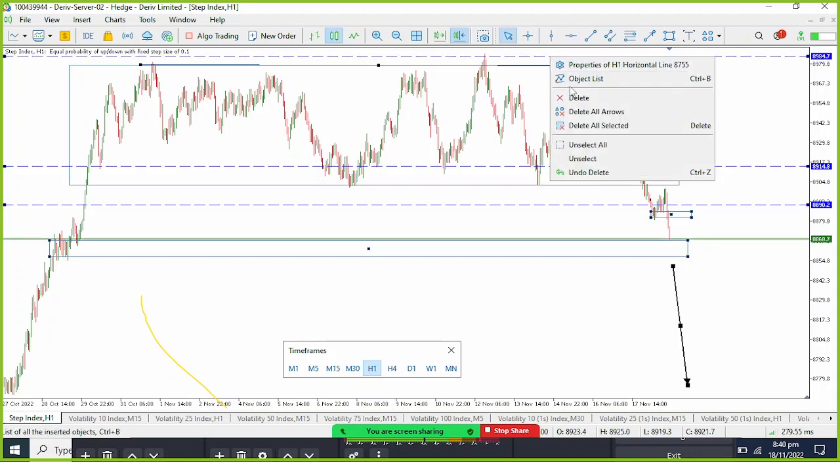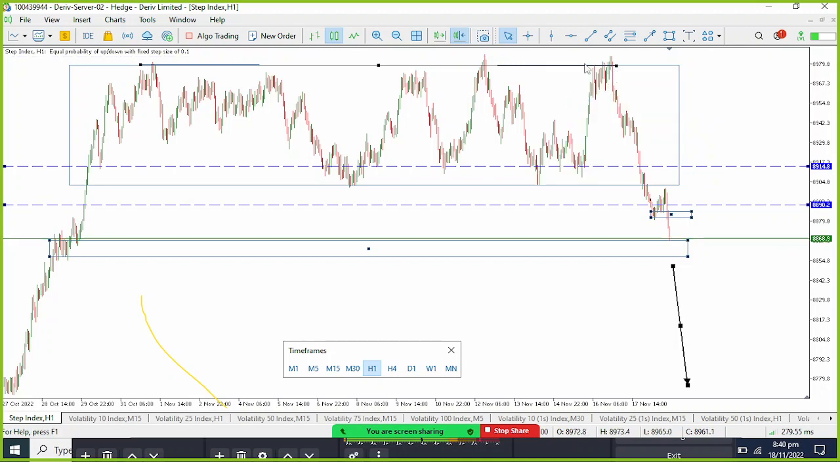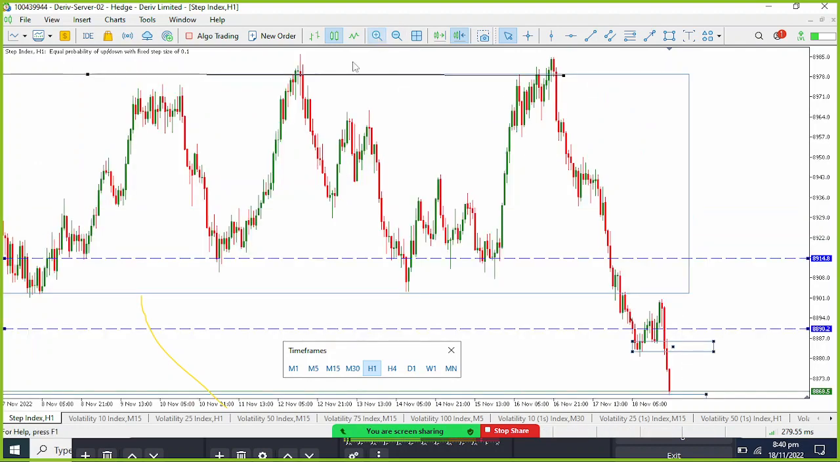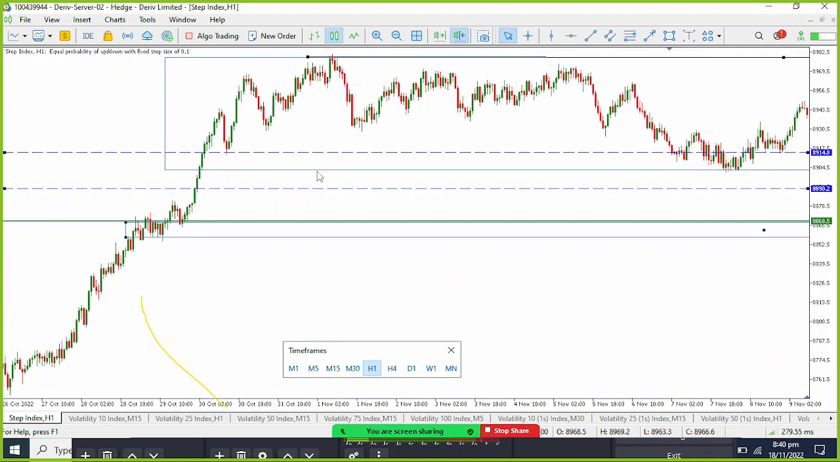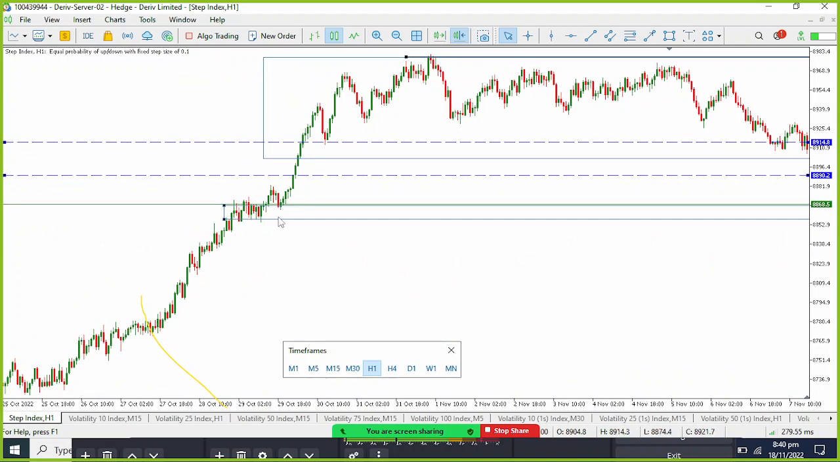So whenever the market returns, or wherever the market tries to change direction, it doesn't just change direction. Something must happen, something must occur, or something must cause it to return. So look at how the market behaved over here. Let me see if I can move this.